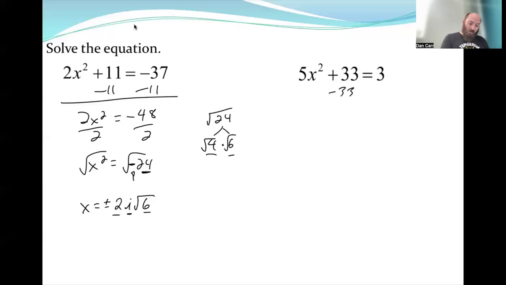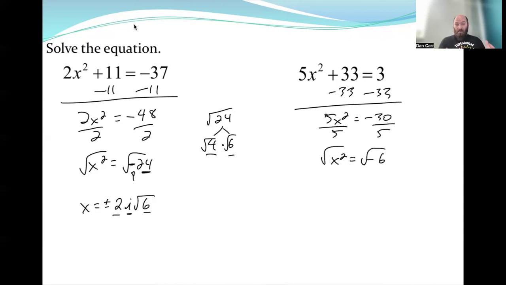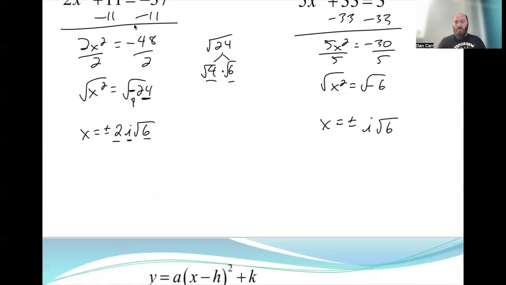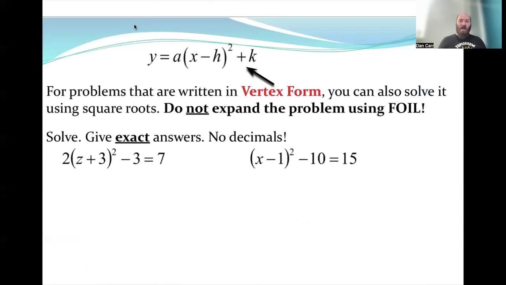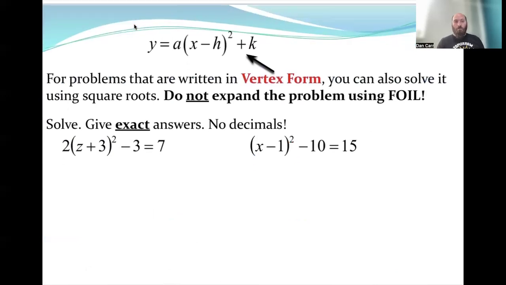Over here, we'll subtract 33 from both sides. So 5x squared is equal to negative 30. Dividing by 5 gives me x squared is equal to negative 6. This does not break down any further than the 6 here. So x is equal to plus or minus i root 6. We don't want to keep the negative there. We want to make sure it's written as an imaginary number.